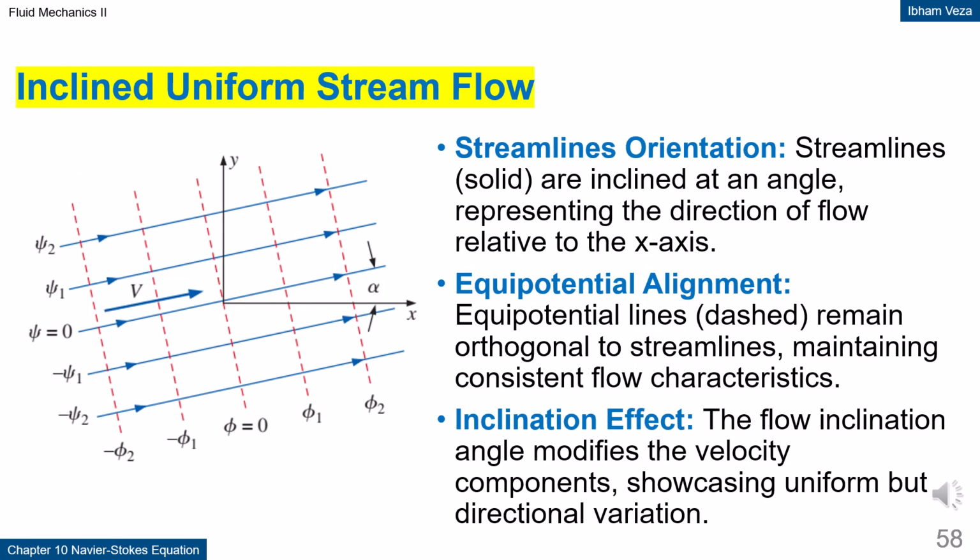Inclined uniform stream flow. If a uniform flow is inclined with respect to the x-axis, the streamline pattern remains straight lines, but at a certain angle. The velocity components in the x and y directions change according to the inclination angle. Equipotential lines remain perpendicular to the streamlines. Physically, this is still a uniform flow, only its orientation has changed. This example shows that the coordinate system can be chosen flexibly.